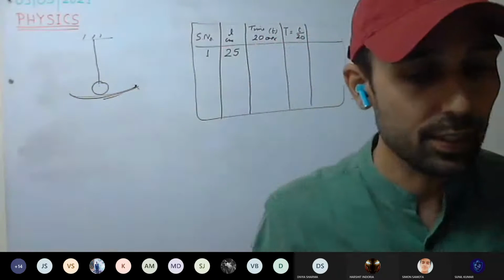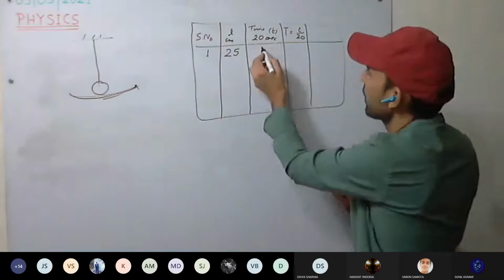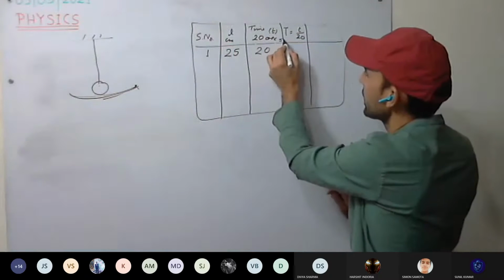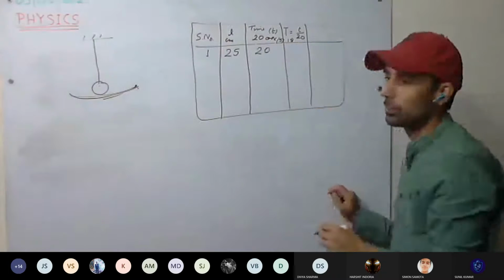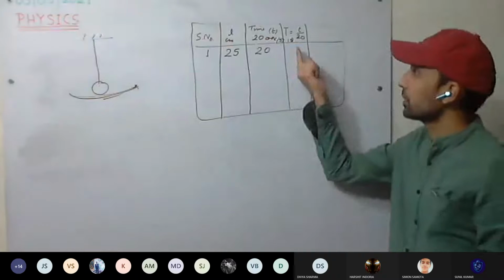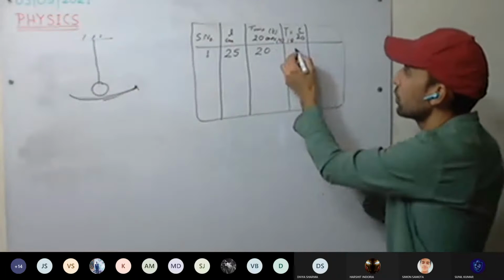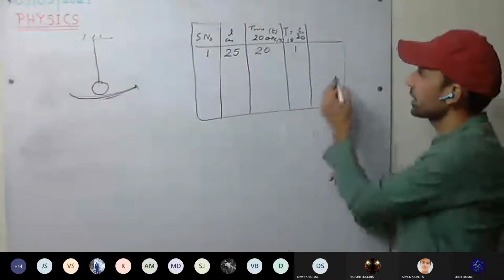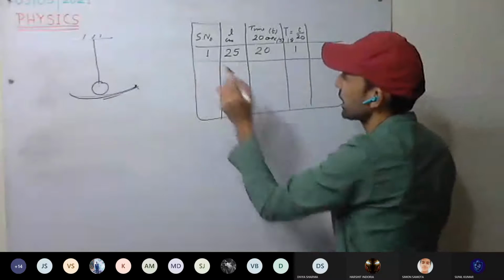We measured the time to complete 20 oscillations. For example, it came out to be 20 seconds. These are in seconds. So the time taken to complete one oscillation will be how much? 20 divided by 20, 1 second. This is clear? 1 second.